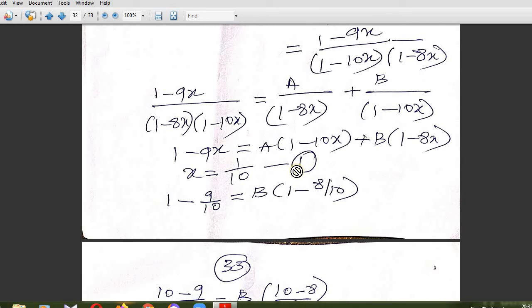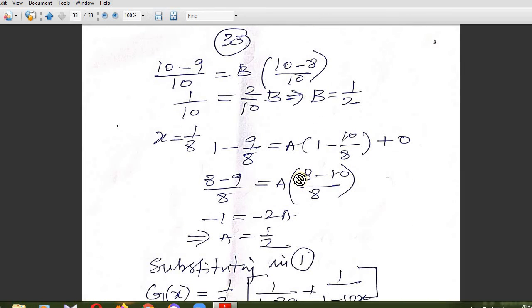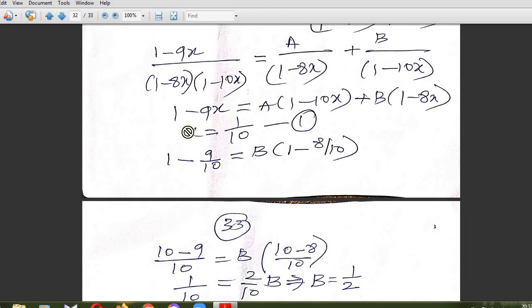From this we have to find out what is the value of a and what is the value of b. So let us find the value of x here. So 1 minus 9x is this side. Suppose x equals 1 by 10. X equals 1 by 10.